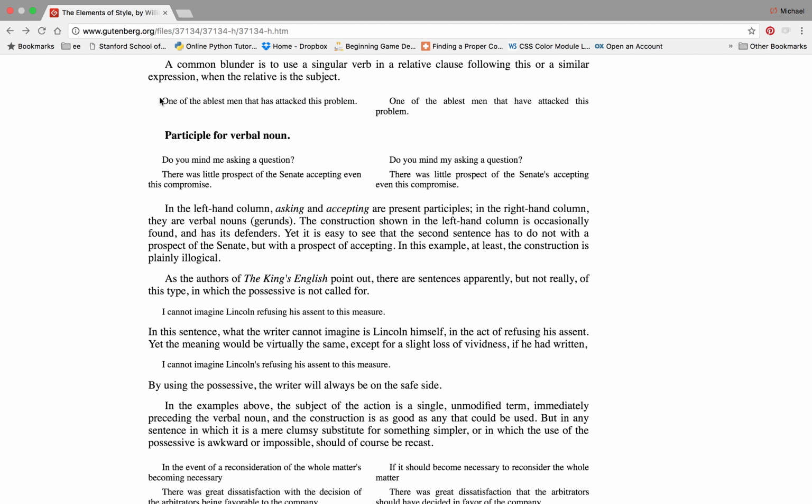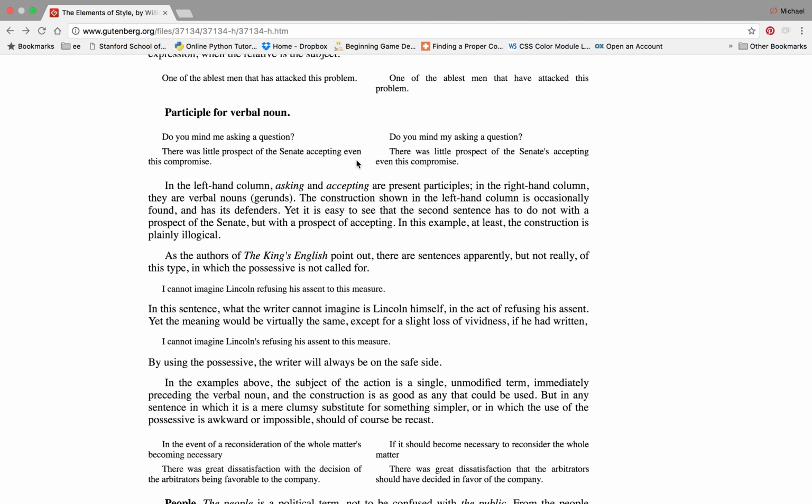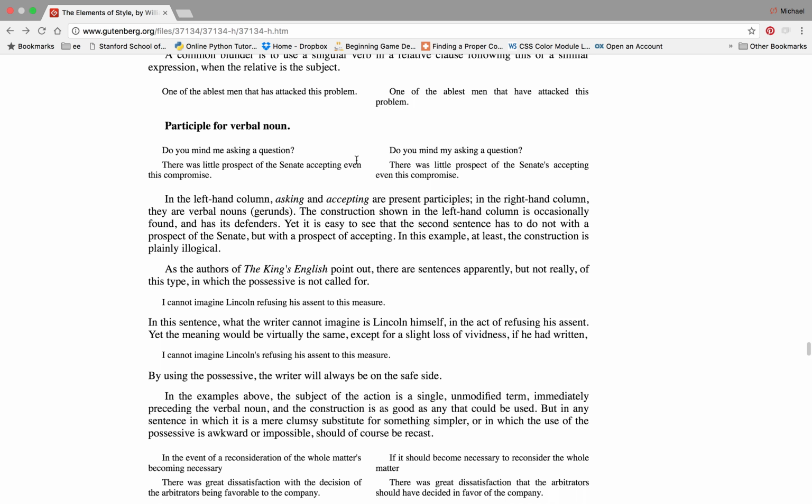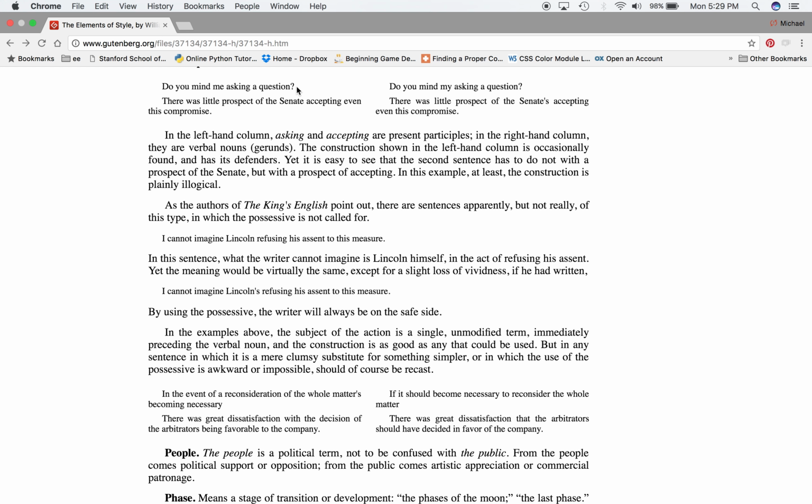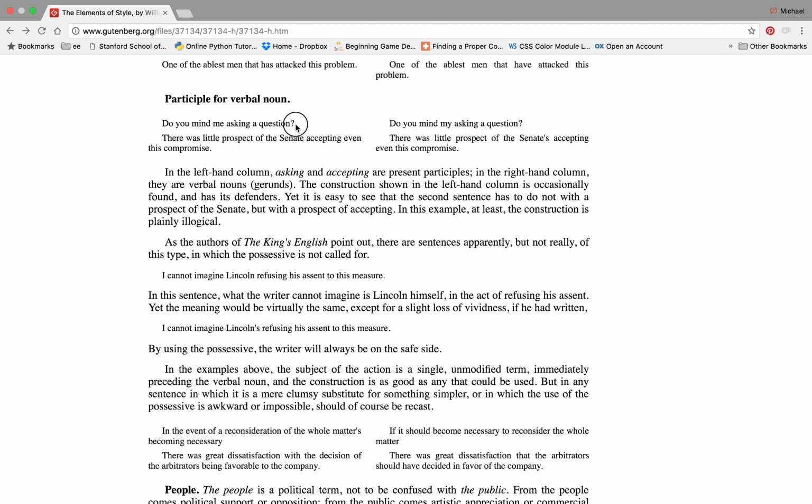So I don't know if this is perfect text here. I would have put dot dot dot, maybe parenthesis. I would have put fragment or something. I don't know. All of these are supposed to be complete sentences. But anyways, participle for verbal noun. "Do you mind me asking a question?" "Do you mind my asking a question?" So this is bad, and this is good.